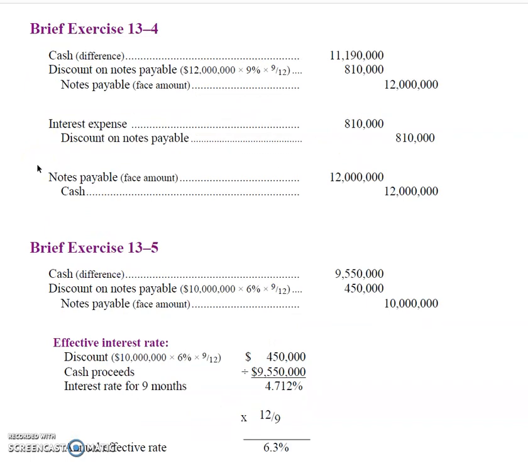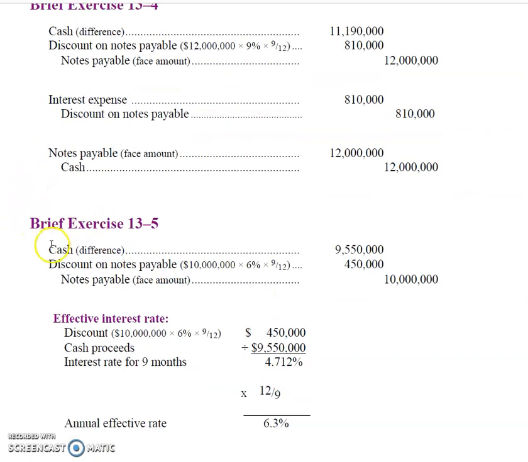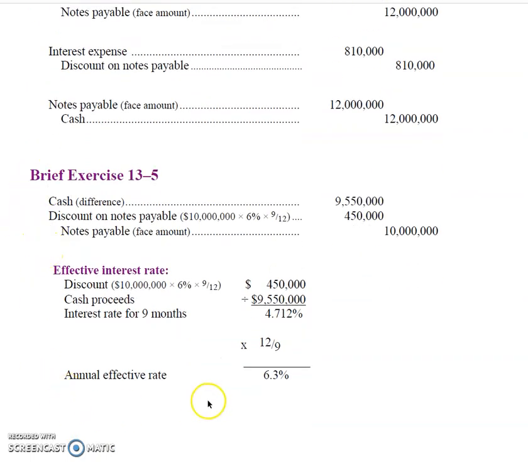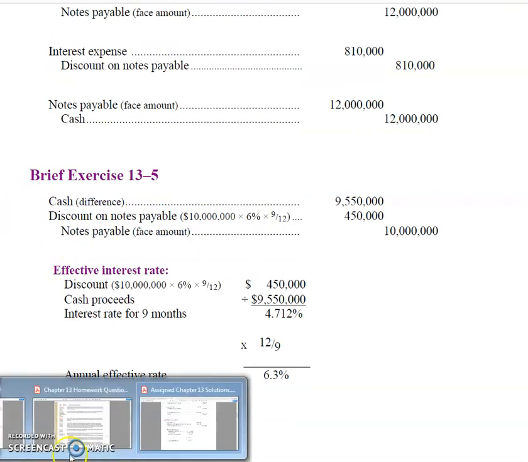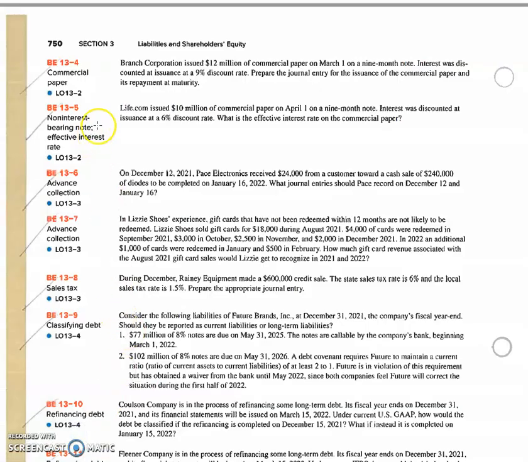Okay, let's move on to brief exercise 13.5. Right here, Life.com issued $10 million of commercial paper on April 1st on a 9-month note. Interest was discounted at issuance at a 6% discount rate. What is the effective interest rate on the commercial paper?